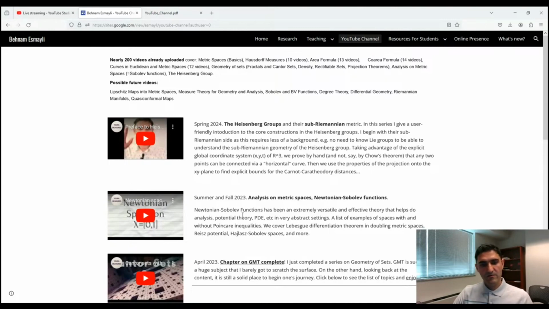And here, my list doesn't represent it accurately. There's actually two parts to it. So in the first part, I go over doubling measure spaces, talk about why the Lebesgue differentiation theorem still holds, talk about the Riesz potential, Lipschitz functions, Hajłasz Sobolev classes. This is the part where you don't need any Poincaré inequality. But in the second part, I go over development of Newtonian Sobolev functions through the notion of upper gradients.